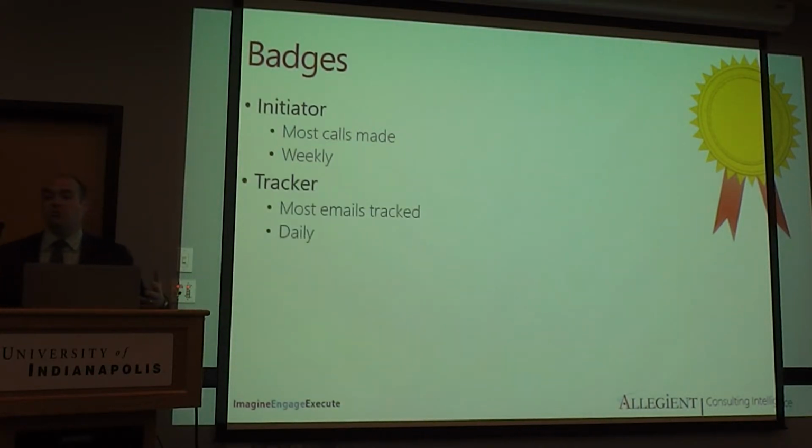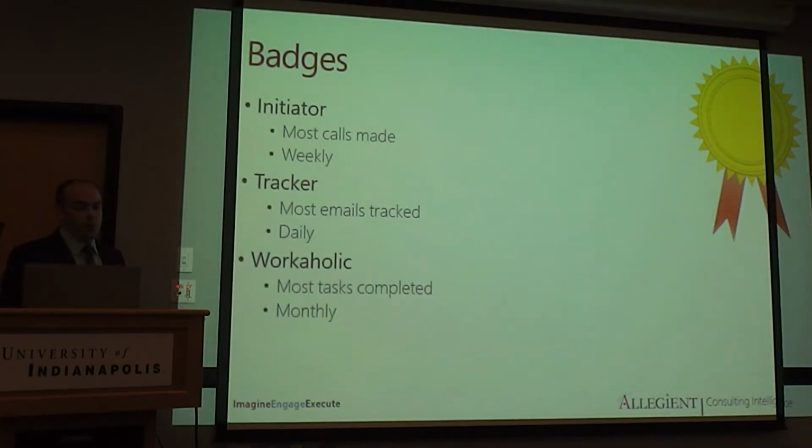The tracker, most emails tracked. You want to do something like that daily, because if you think about it, 3 days in, somebody tracks 1,000 emails. It goes back to that reset concept, right? You got to be able to have a new player join in and still be able to think that they could possibly win. So for something like an email tracking badge, you're going to want to do that with a reset daily. The workaholic badge, most tasks completed in a month, let's say. Tasks could be writing proposals, it could be anything that your company defines as a task in CRM.